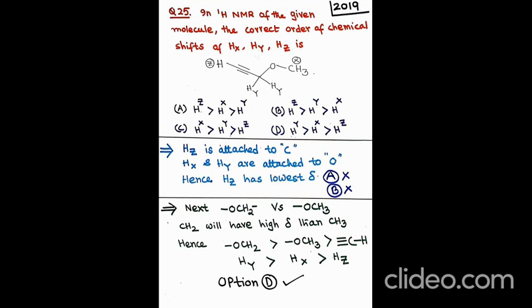Y is OCH2. As we know, if the environment is the same, meaning OCH3 versus OCH2, the lower the number of attached hydrogens, the higher the delta value. So based on that, OCH2 will have a higher value than OCH3, meaning the overall order will be the delta value of HY is greater than HX, which is greater than HZ. This option is given in option D, so therefore the answer is D.